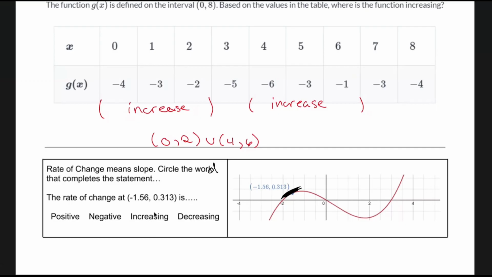Now, my rate of change at that point is positive. Now, it's not increasing because I don't care what's happening over the span of time. I care about what's happening at that point. And at that point, my rate of change is positive because it represents a positive slope.